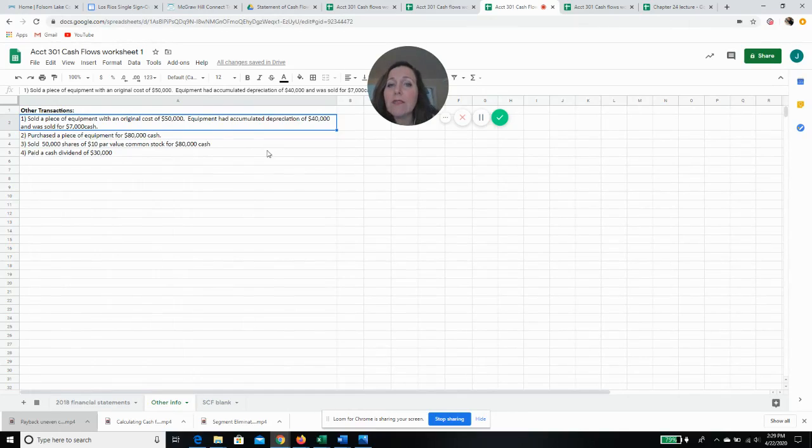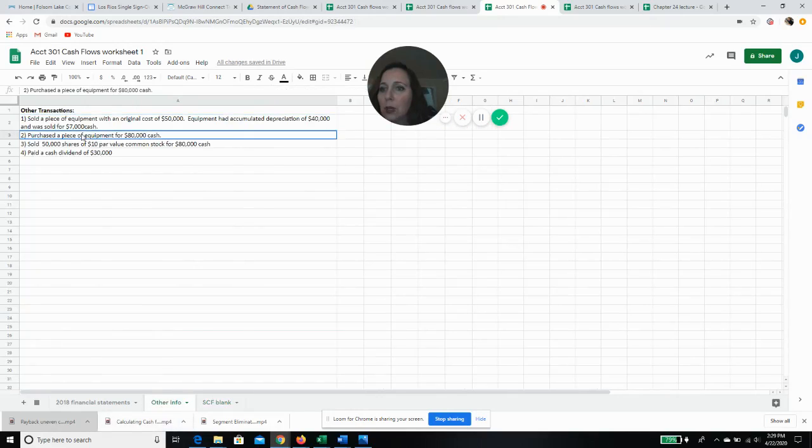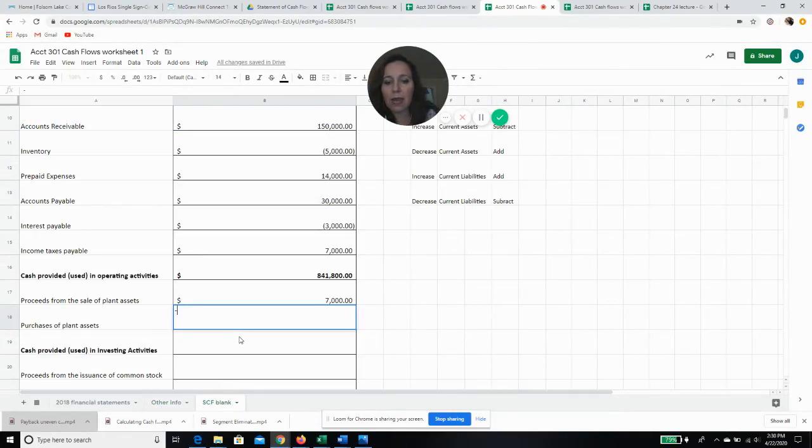That is a cash inflow from investing activities because we sold a piece of equipment and we had cash come in for $7,000. We debited cash. So from proceeds of sale of plant assets, we had a cash inflow of $7,000. We also purchased a piece of equipment for $80,000. When we purchase equipment, we debit equipment and we credit cash. We decrease cash. So over here, we're going to have negative $80,000 because we decreased cash.